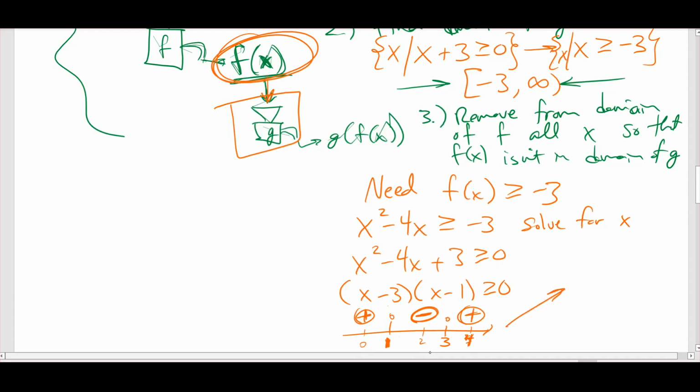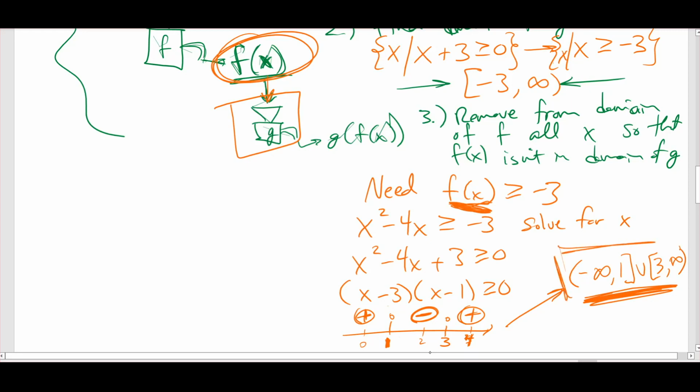So what this tells us is that wherever this thing is positive, so negative infinity to 1, and we want where it's equal to 0, and then we want everything else where it's positive. So here is our domain in this case. This makes it so our function value from f is in the domain of g. So here's our domain of our beautiful function.